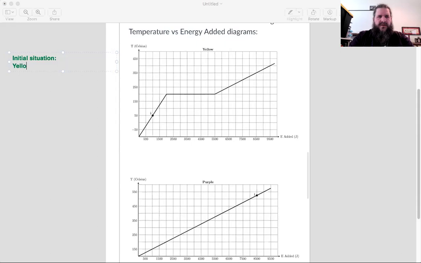We've got yellow in what state? Yeah, it looks like we've got solid yellow, and what's the initial temperature? Yeah, 50, and it's degrees Celsius. And by the way, if we needed to, we could figure out the heat capacity of this substance.